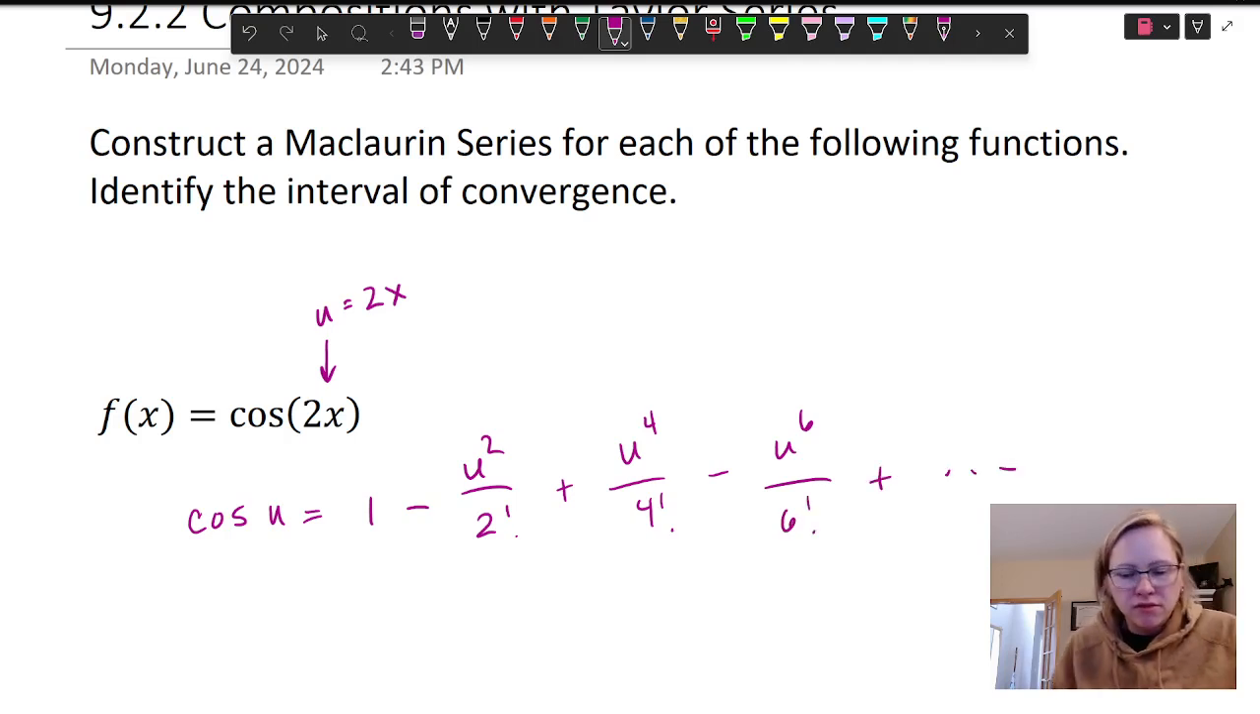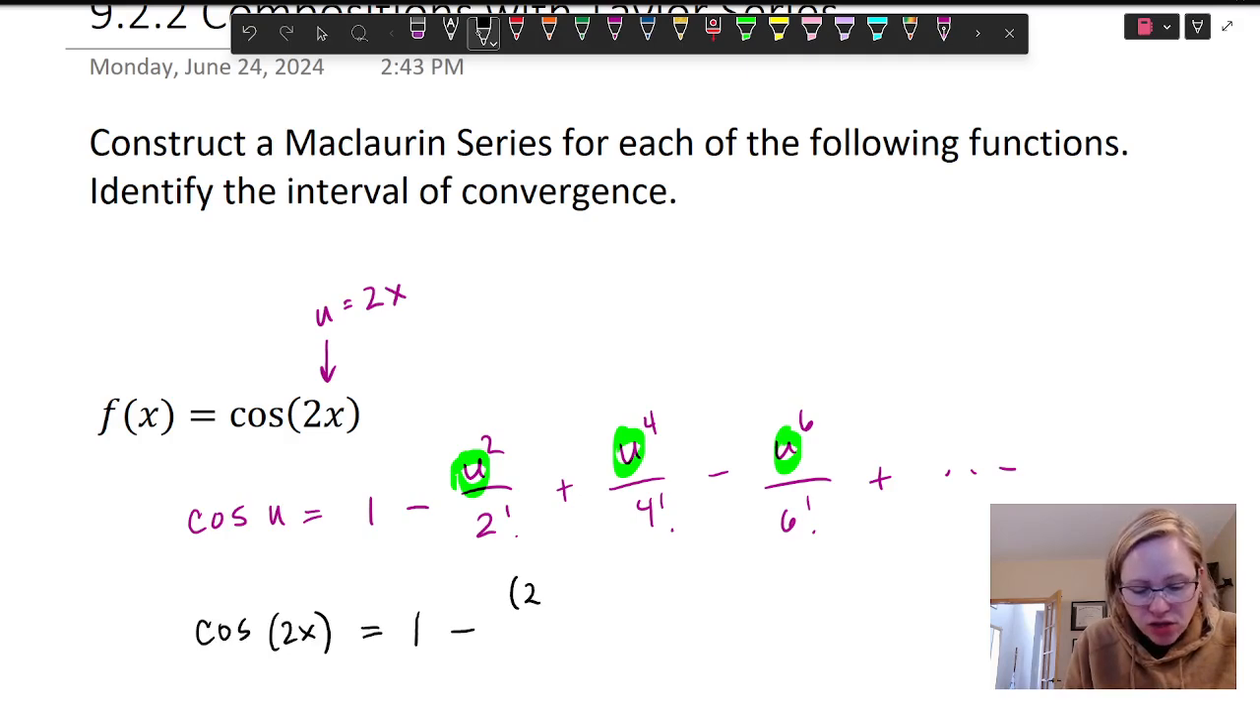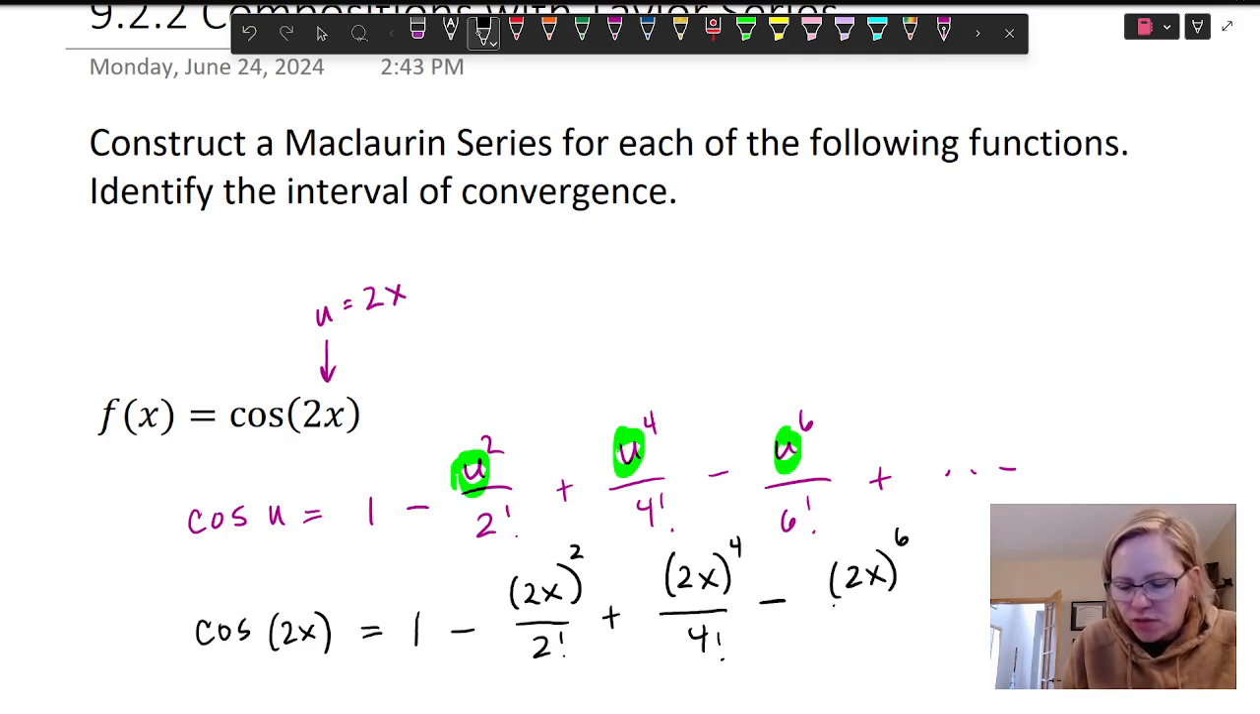and put 2x in for u. So every single one of these u's is going to be replaced with a 2x. And when we do this, we need to make sure that we're using parentheses, because we're not just squaring the x, we're squaring the entire angle that is replacing u. And so cosine of 2x should look like this. We should have 1 minus, and then in parentheses, 2x squared over 2 factorial. And then in parentheses, 2x to the 4th over 4 factorial. You have to include these parentheses. And then in our nth term, we also have to include parentheses.